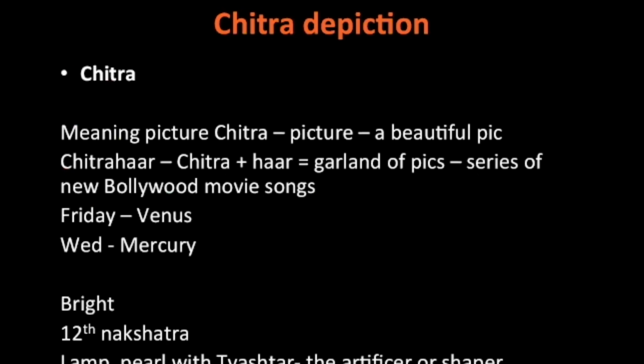Of course, so that was one aspect of Chitra. And the other, as Dr. Pai also mentioned, Chitra also means bright. It is the 12th nakshatra. And sometimes it's also depicted with a lamp and a pearl. So lamp, pearl, with Toshta. And Toshta is the artificer or the shaper. So you can see all the qualities of Chitra: bright, maybe lamp. Lamp can be associated with Chitra. Of course, pearl can be associated with Chitra. And Toshtar is what?